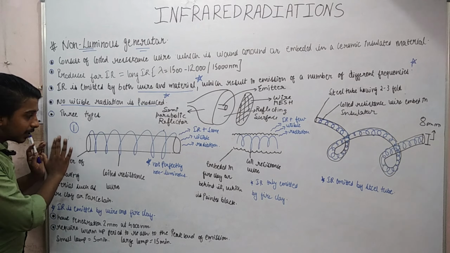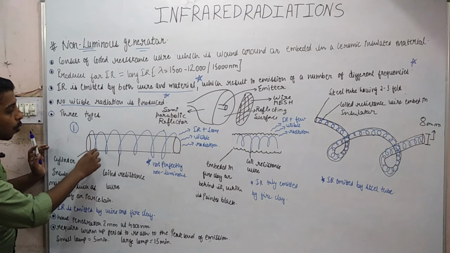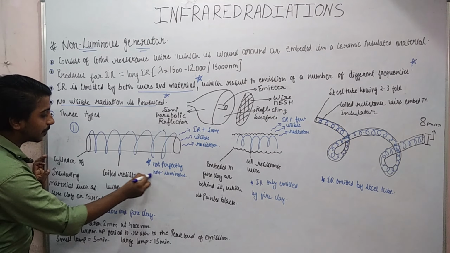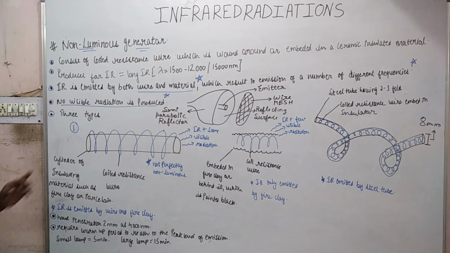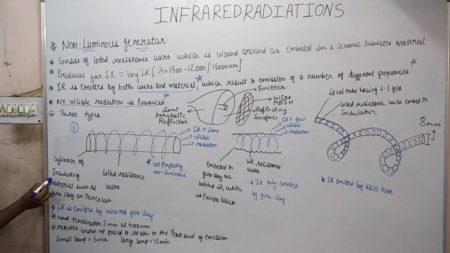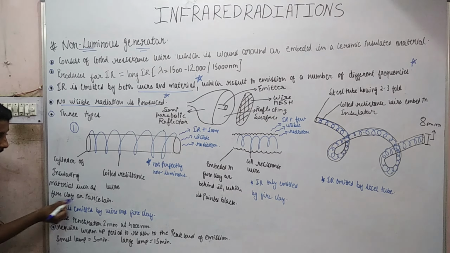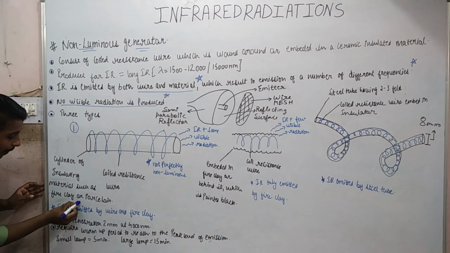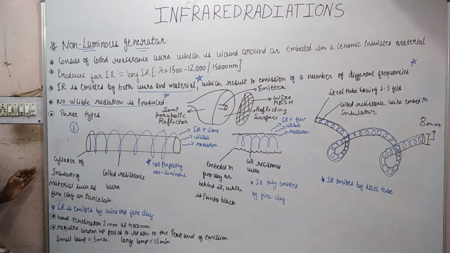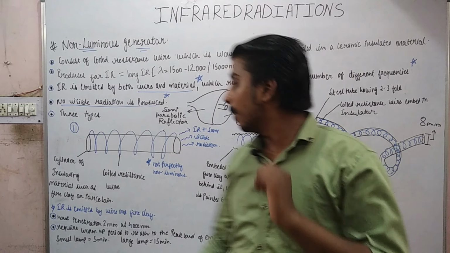In the first type we have a coiled resistance wire. This blue one represents the coiled resistance wire, which is wound on a cylinder of an insulating material, and that insulating material is fire clay or porcelain. So this blue coiled resistance wire is wound on this black cylinder which is made of insulator, that is fire clay or porcelain.